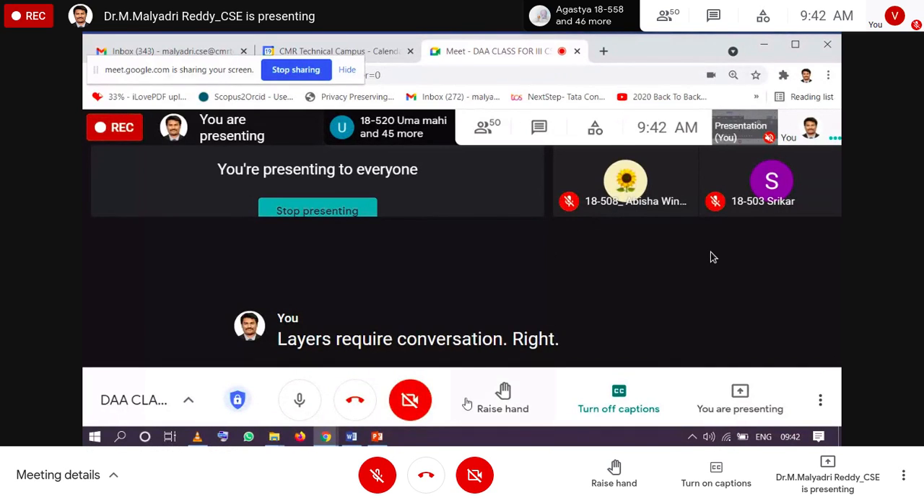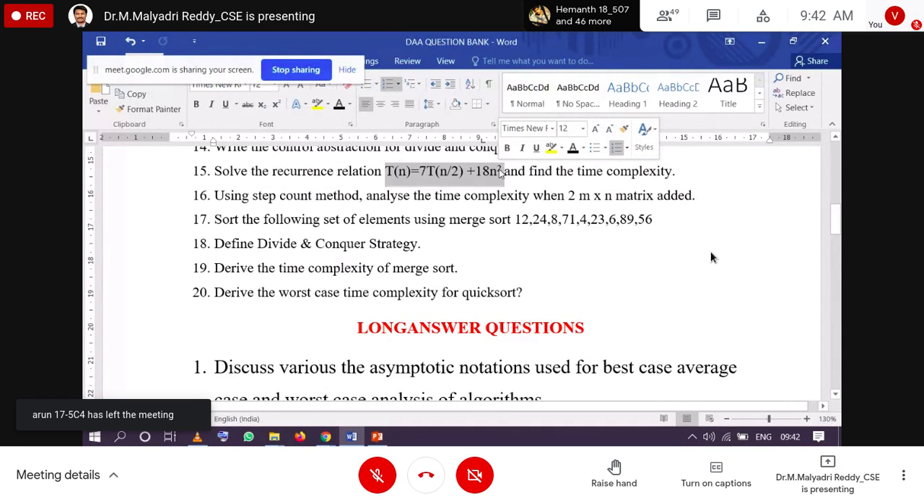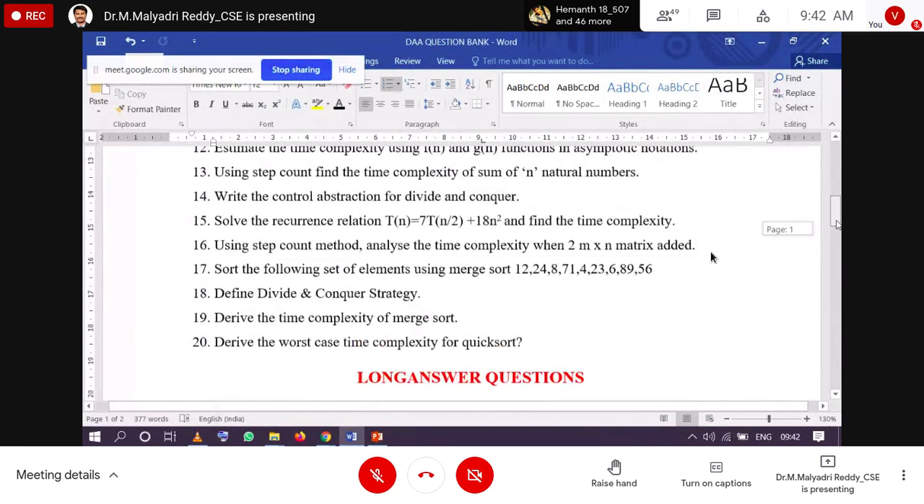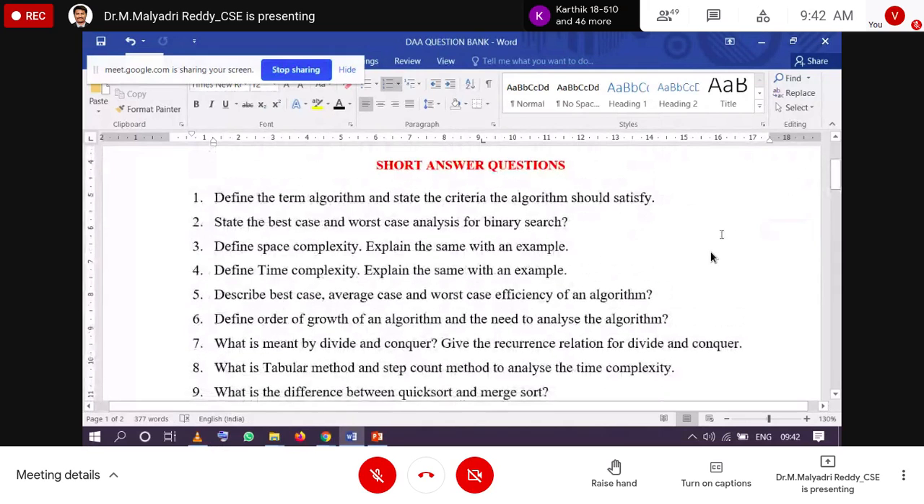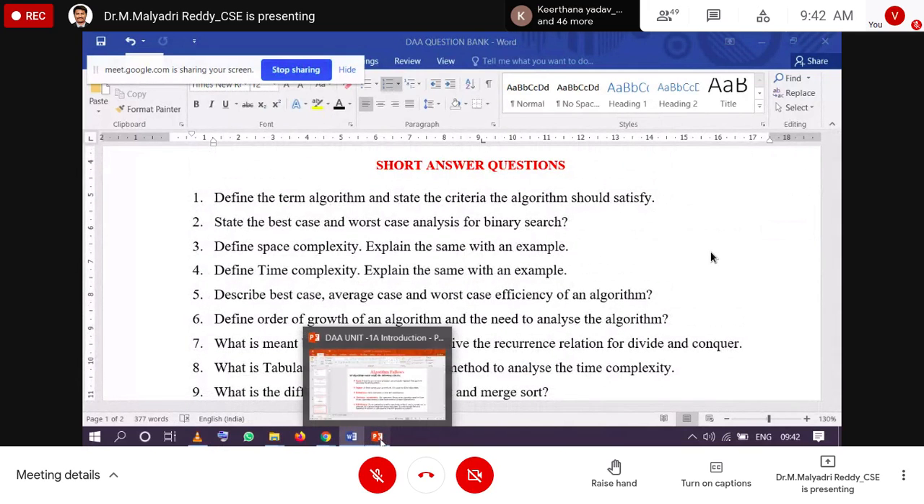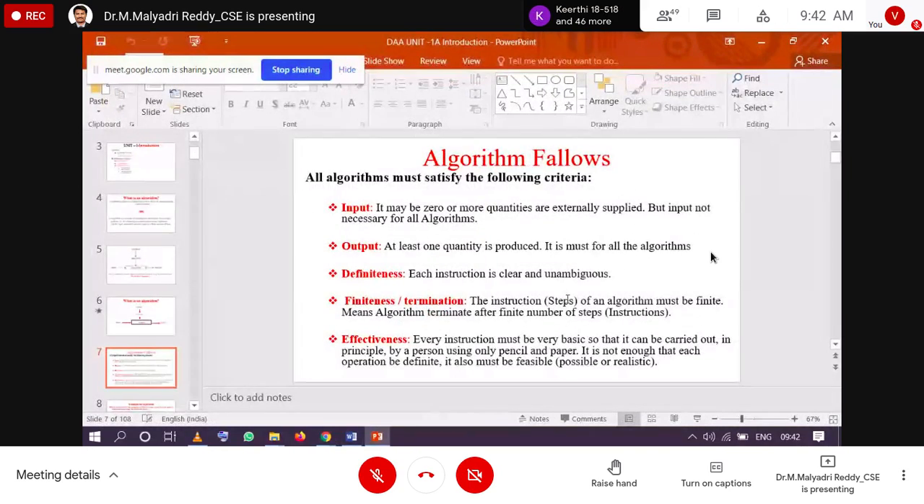Srikar, ask your doubts now. Sir, my doubt is about the recurrence relation. This one? The first... no sir, it is above, the theory question, sir. Divide and conquer, the 7th one. Suppose you get that one, what do you have to write?